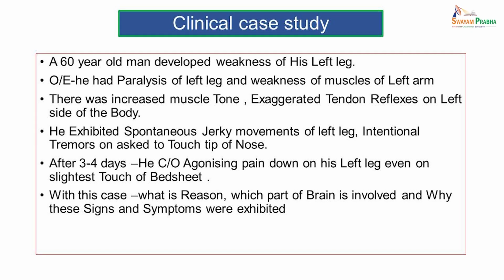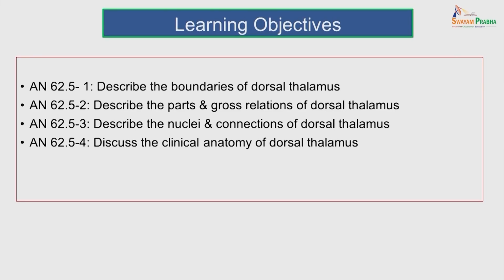The learning objectives are: describe the boundaries of dorsal thalamus, describe the parts and gross relations of dorsal thalamus, describe the nuclei and connections of dorsal thalamus, and discuss the clinical anatomy of dorsal thalamus.